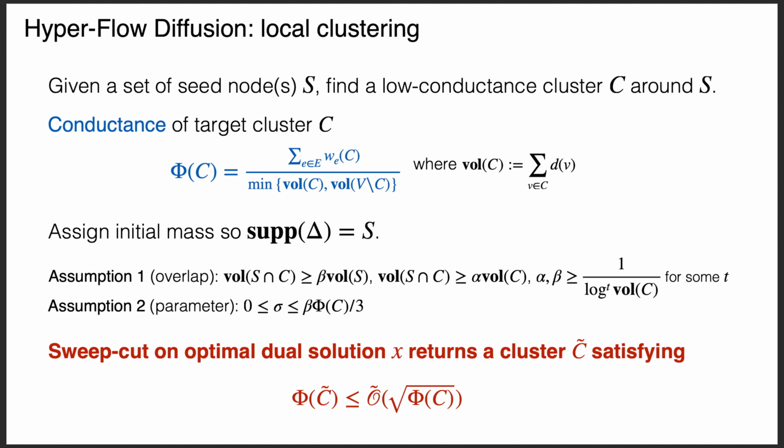Now let's talk about local clustering. In this problem, we are given a set of seed nodes, and the goal is to find a low conductance cluster around the seed. The conductance of a cluster is basically the ratio between the cut value on the top and volume on the bottom. In our diffusion, we assign initial mass to the seed nodes. Under the assumptions that there is some overlap between the seed and the target cluster, and the parameter is not too large, we can show that by applying sweep cut on the optimal dual solution, we can obtain a cluster whose conductance is at most the square root of the target.